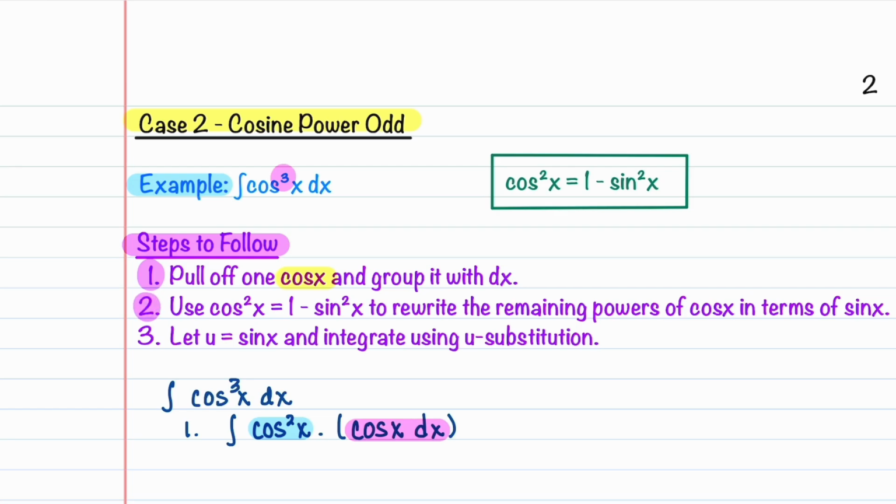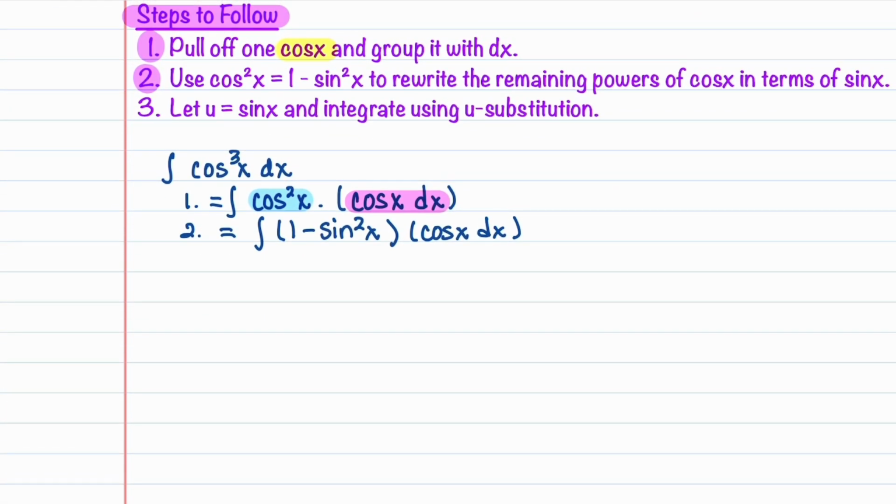I kind of just went over this. We are going to rewrite cosine squared in terms of sine squared. So our cos²x is 1 minus sin²x. I put that identity up on the right so that you'll have it. And then we have our cos x dx. Now let's look at step 3. We are going to let u be equal to sin x, and we're going to integrate using u-substitution.